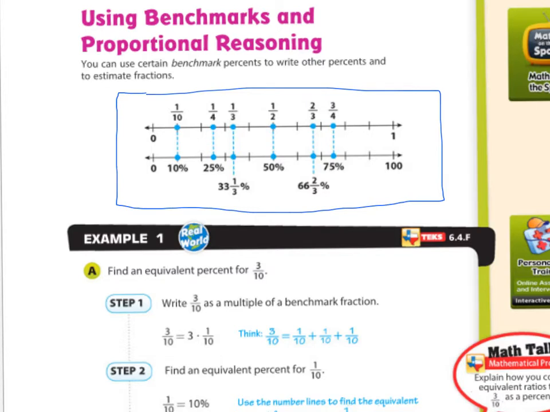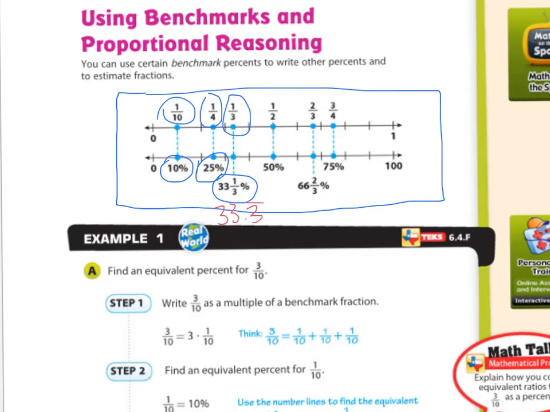percents that you should have memorized. Like 10% is 1/10 as a fraction. 1/4 is 25%. That should remind you of money, quarters. 1/4 of a dollar is 25 cents. 1/3 is 33 1/3. You'll see it written like this sometimes. 33.3.